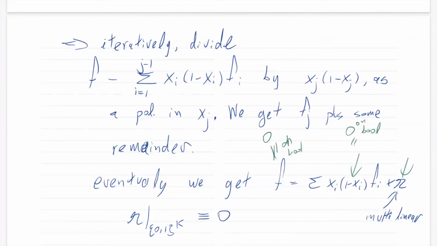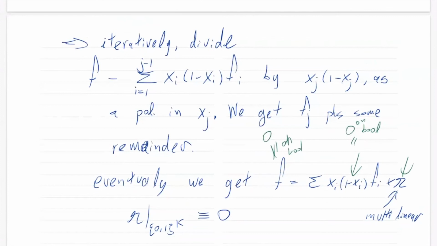Now I use the uniqueness from before. So this implies that R is just the 0 polynomial. And that finishes this combinatorial Nullstellensatz thing.